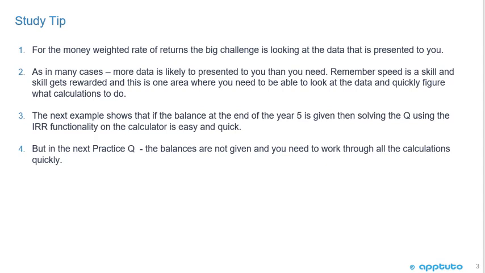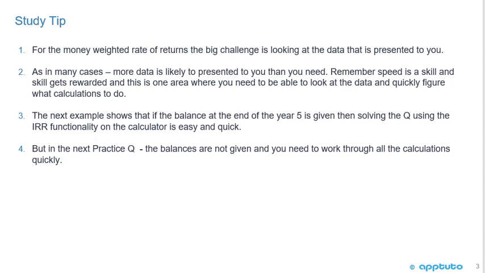So for the money-weighted rate of returns, I'm going to show a couple of examples where a lot of data is given, showing you that you need to really zoom in and select the data that you need for your calculations. So more data is likely presented to you. Speed is a skill. Skill gets rewarded, and this is one area where you need to look at the data and be quick. The next example shows that if the balance at the end of year 5 is given, then solving the question using the IRR functionality is easy and quick.